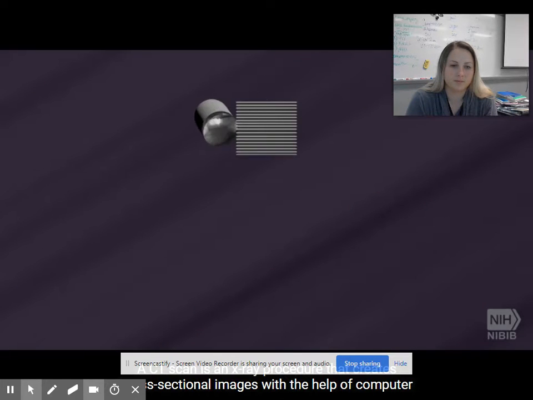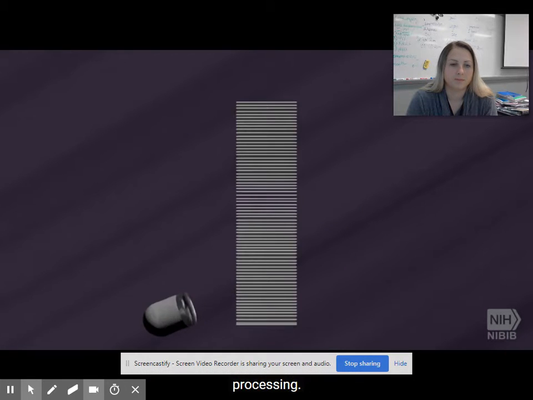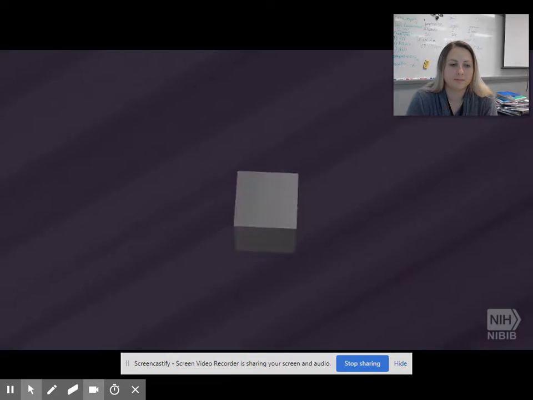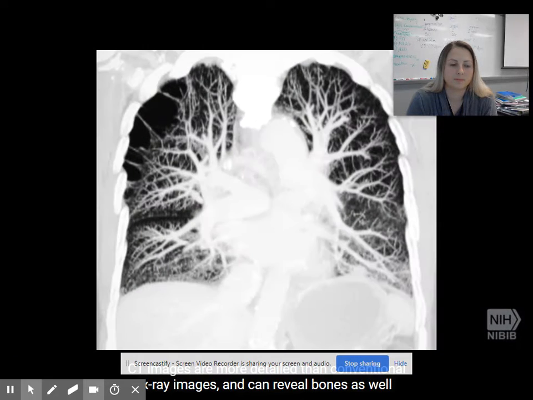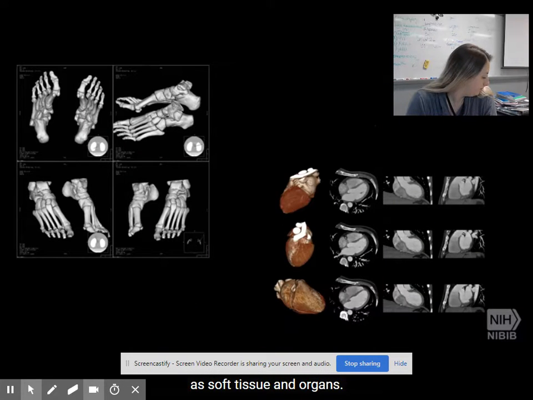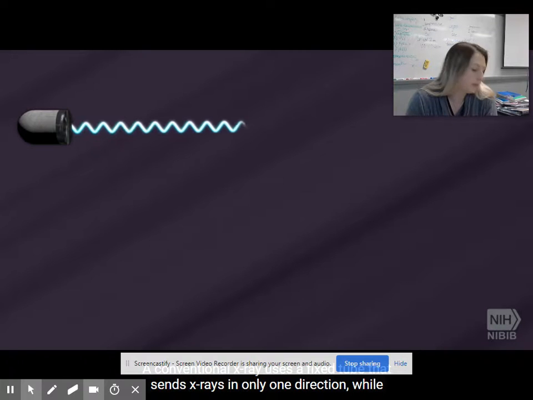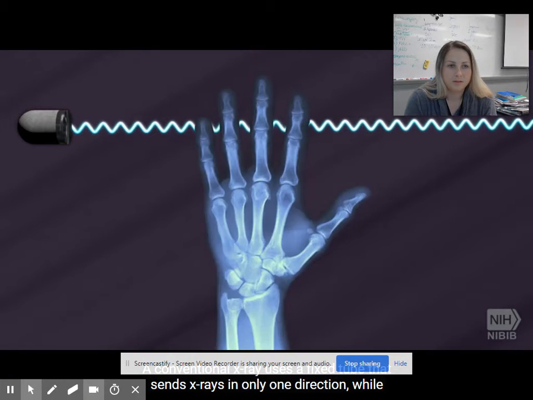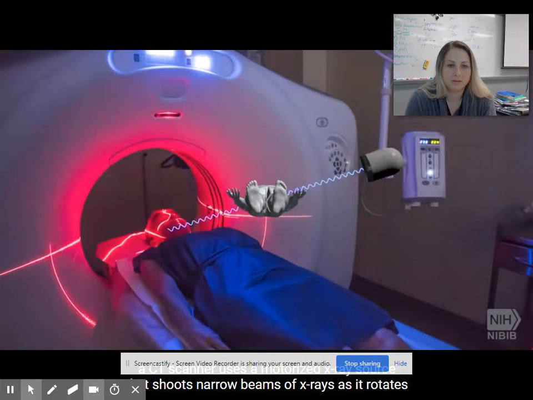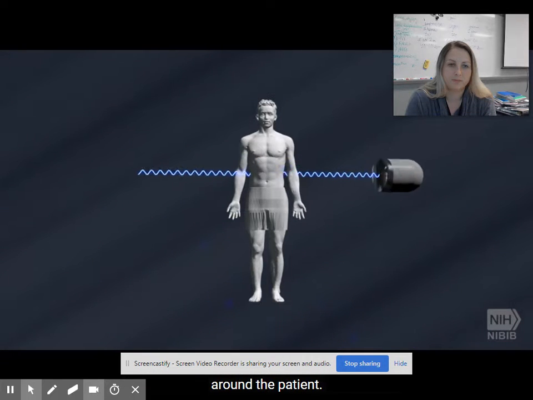A CT scan is an X-ray procedure that creates cross-sectional images with the help of computer processing. CT images are more detailed than conventional X-ray images and can reveal bones as well as soft tissue and organs. A conventional X-ray uses a fixed tube that sends X-rays in only one direction, while a CT scanner uses a motorized X-ray source that shoots narrow beams of X-rays as it rotates around the patient.